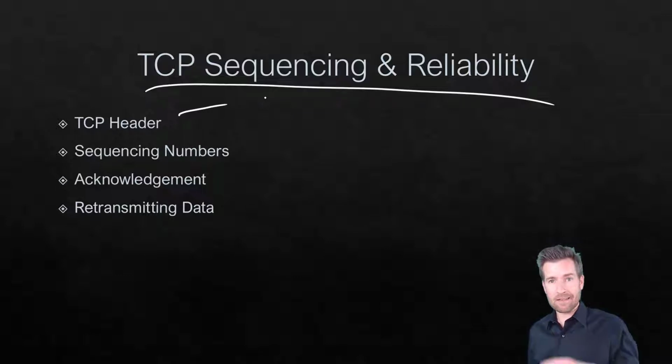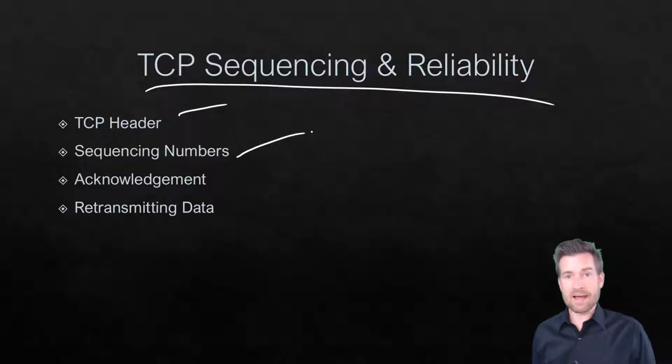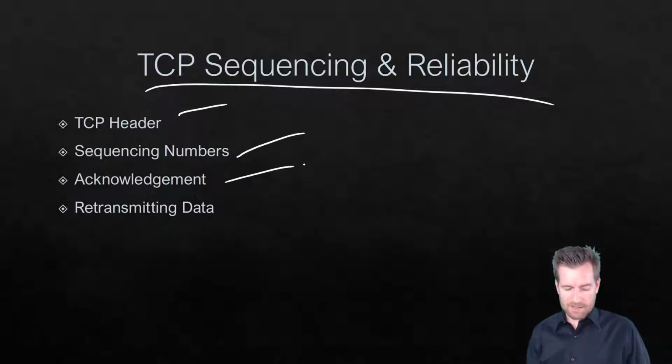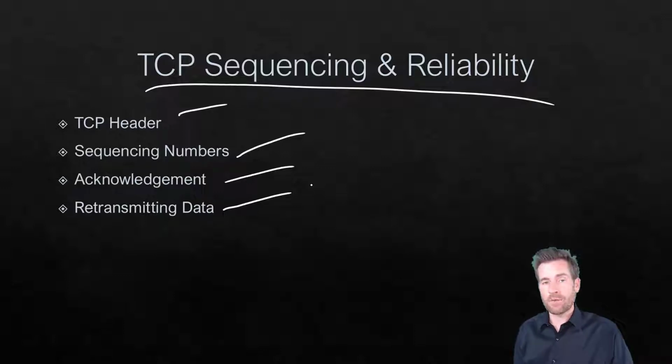This is not intended to be a deep look into it. It's just going to be a real brief look, since we've already taken a more extensive look into it. We'll talk about sequencing numbers and what those look like. We'll talk about acknowledgements and what happens to trigger data retransmission. So we'll talk about all of those components.